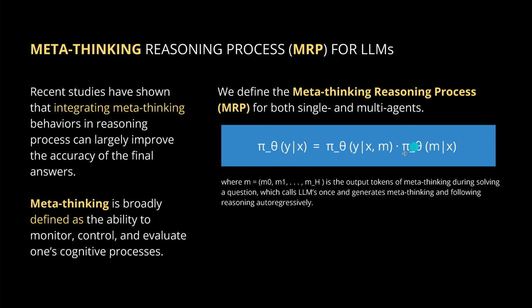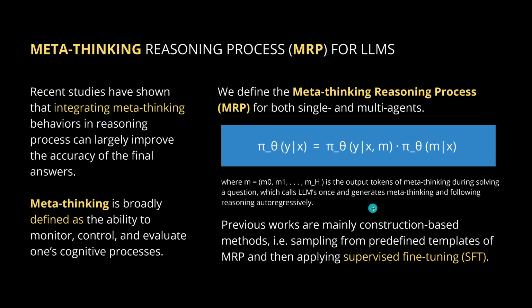So, as I showed you, this is here the simple mathematical formula from everything I told you up until now for the meta syncing reasoning process that is valid for a single, like here, or a multi-agent, like I just showed you 10 seconds before. M, from M0 to MH, is the output token of the meta syncing during solving a question, which calls the LLMs once and generates the meta syncing and following the reason auto-regressively.